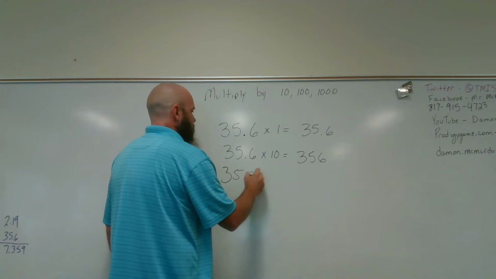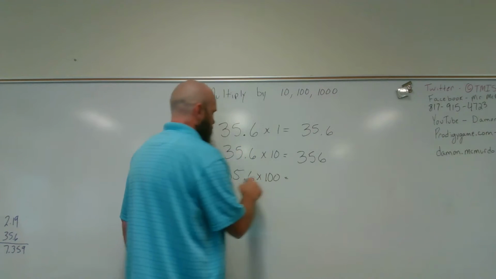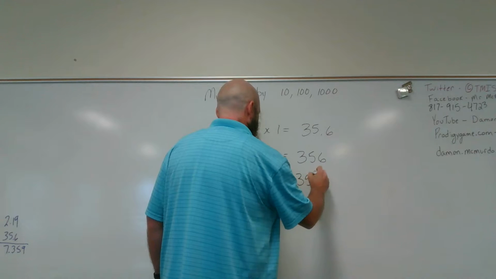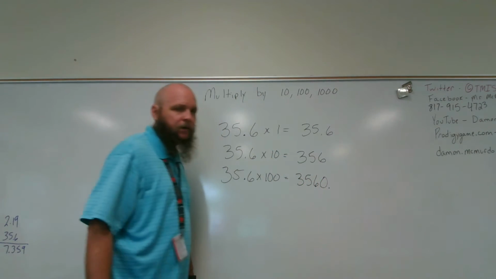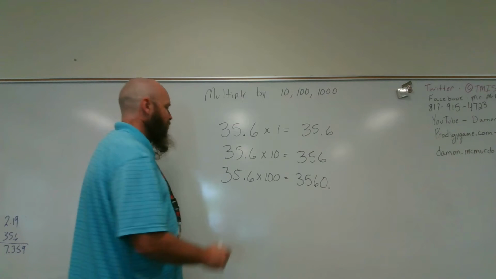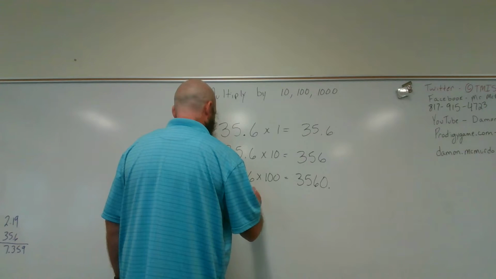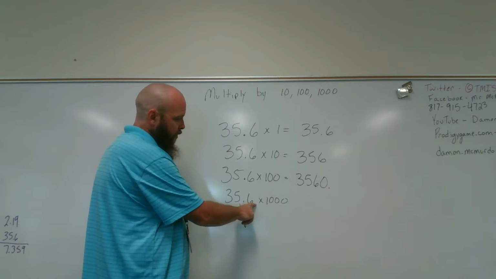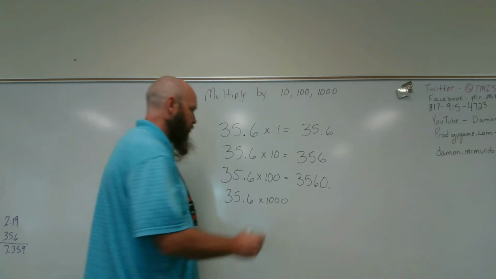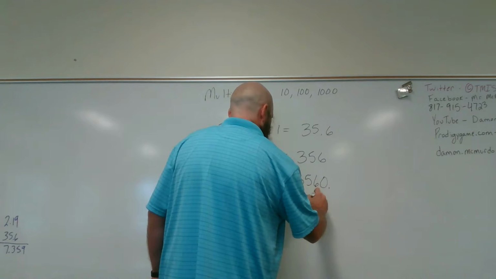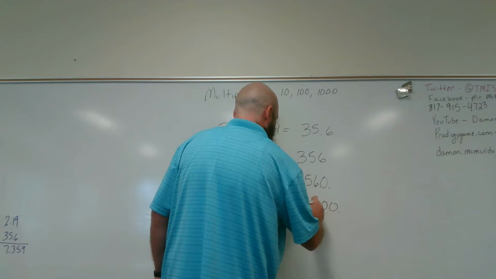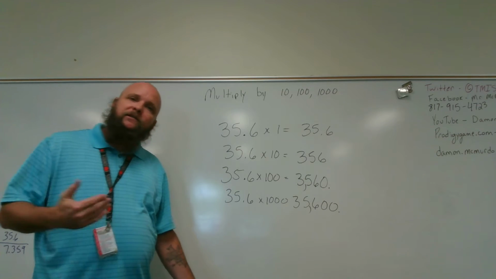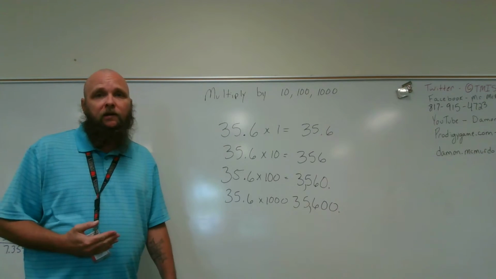35 and 6/10 times 100. I have to move it 2 places, so I'm going to have to add a 0 at the end. And there's my decimal point. 35.6 times 1,000. I have to move this 3 places. 1, 2, 3, so I'm going to have to add 2 zeros at the end. Easy peasy, raw chicken squeezy. So that's multiplying by 10, 100, and 1,000.